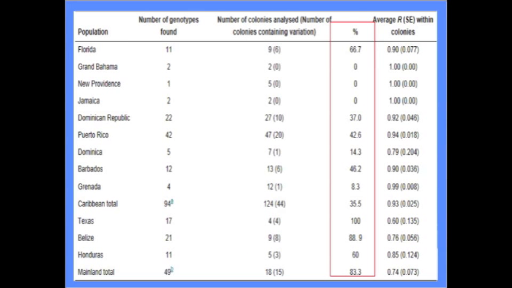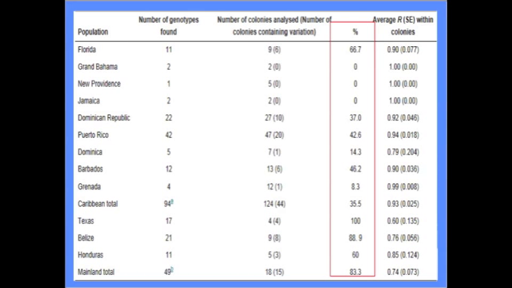The Caribbean populations were compared with the mainland populations using a technique called microsatellite loci to detect genetic variation. 36% of the colonies in the Caribbean had variation. However, 83% of colonies on the mainland had genetic variation. This demonstrates that sexual reproduction was occurring on the mainland, but parthenogenesis was prominent in Caribbean populations.